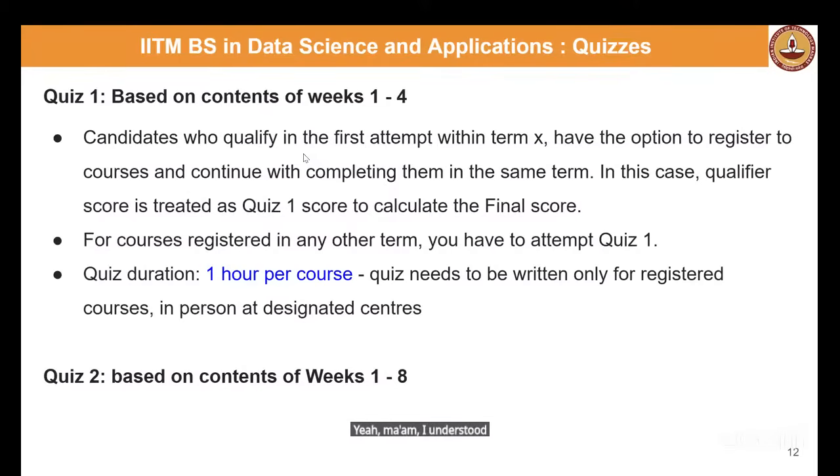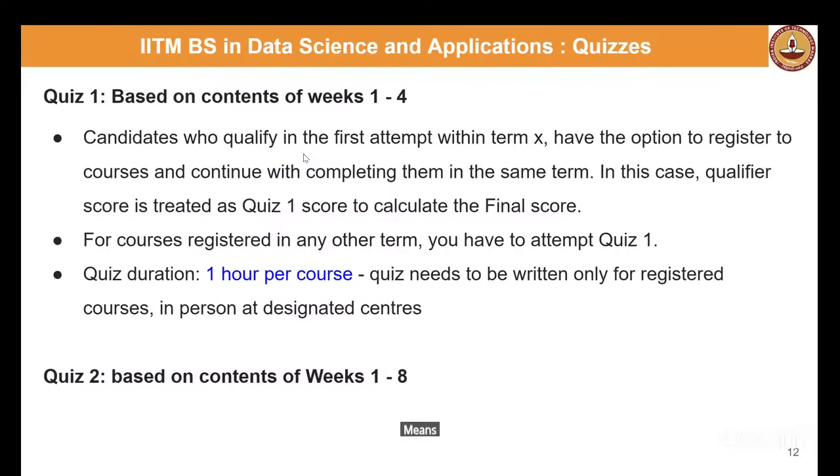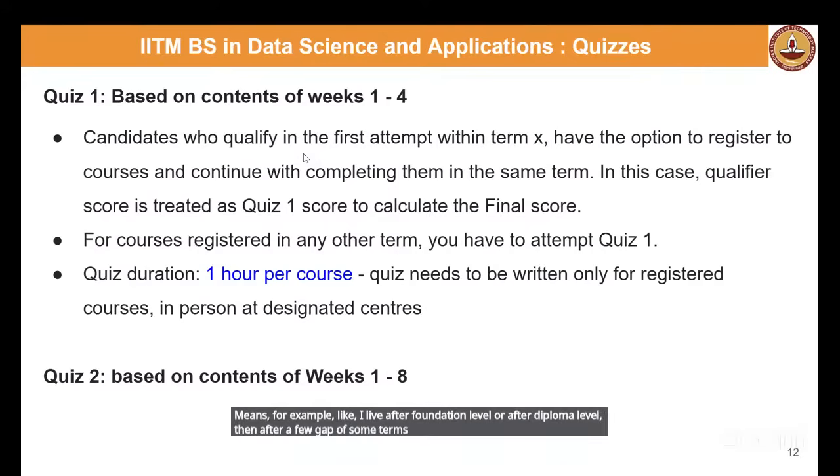But, ma'am, suppose after the foundation level, I want to leave and then do the diploma courses after some time, when the next registration starts. For example, I leave after the foundation level or after the diploma level, and after a gap of some time, I want to do the course after the next registration starts. So, ma'am, how can I rejoin the course after leaving after one level? What is the procedure?